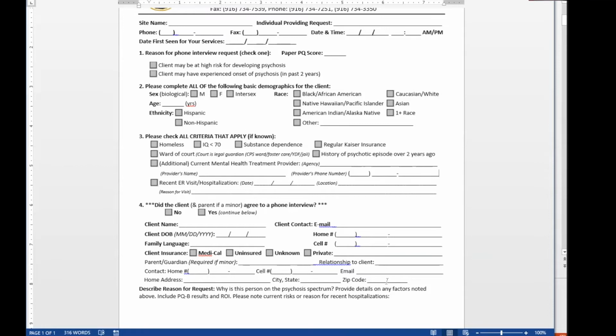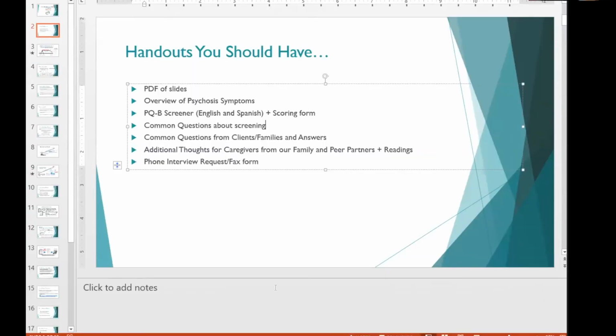So we had everything we needed. Monday morning, 8 a.m., we were ready to follow up. So this is our fax form. And you can work with your TTA support staff to help you make changes here based upon your specific criteria or needs. So these are all of the handouts.